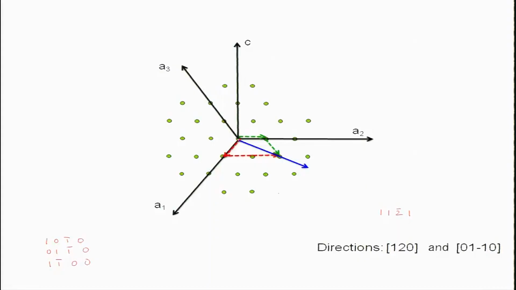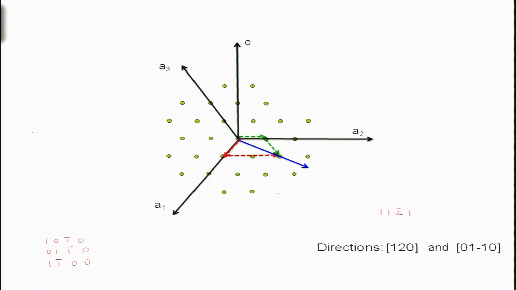Okay. So [1 1 bar 2 0] you can convert this back to, so this will be basically [1 1 bar 2 0]. So this will be nothing but, if you look at the direction [1 1 0], [1 1 0] direction is nothing but [1 1 bar 2 0] direction. [1 2 0] is [0 1 bar 1 0]. So you will have to make the conversions.